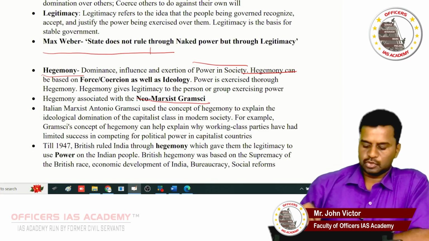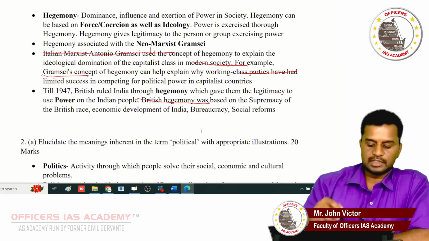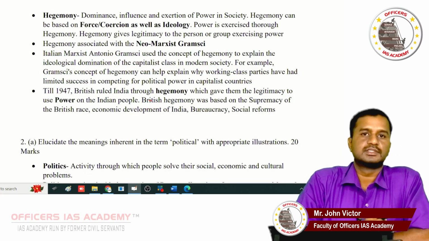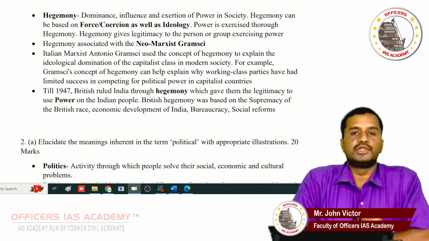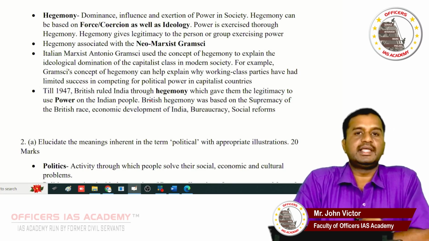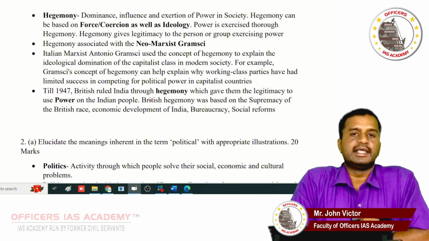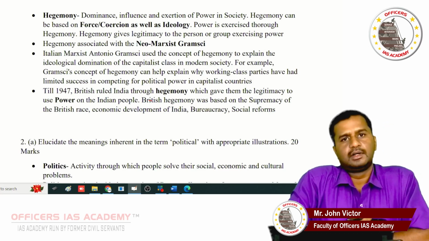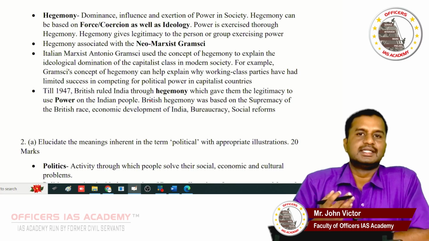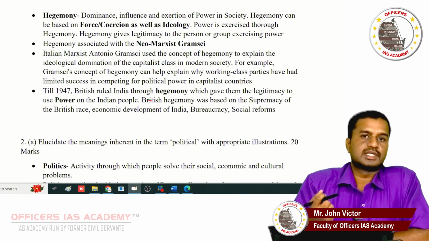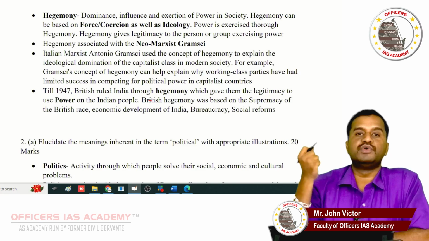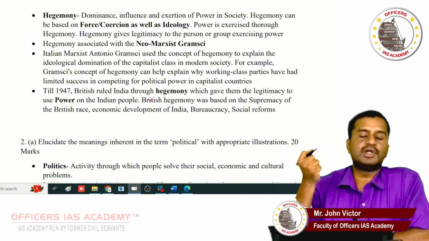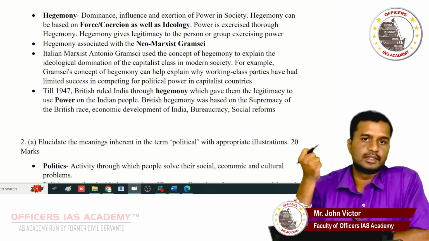States generally exercise power through hegemony. You can give examples like the British Empire, current day China, and the US. With force alone, you cannot succeed. Force should be backed by hegemony. Hegemony is nothing but a complex web of values, systems, institutions, as well as beliefs, through which you get the support of the people. This is called hegemony. This hegemony can be used to enforce power better.